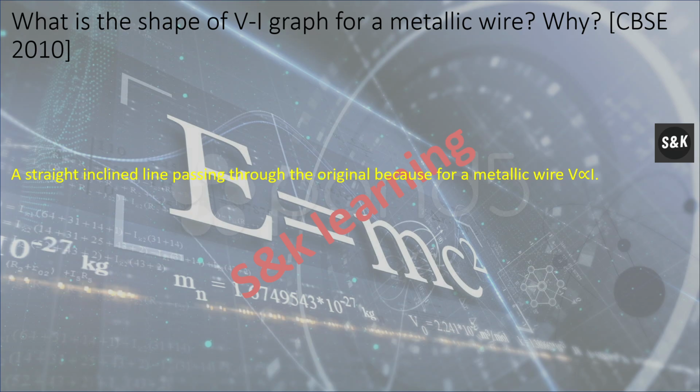What is the shape of the VI graph for a metallic wire? A straight inclined line passing through the origin, because for a metallic wire V is directly proportional to I.